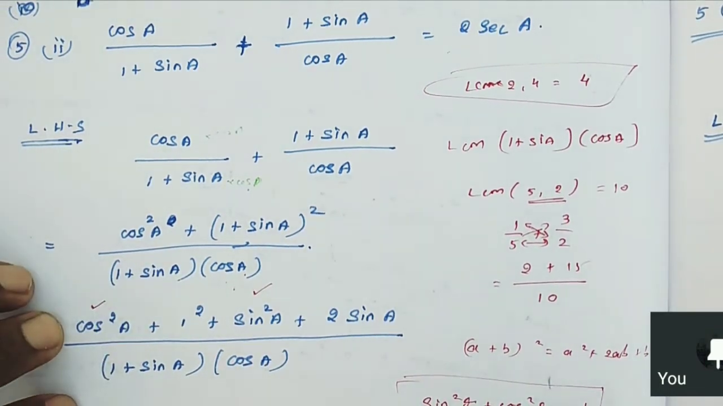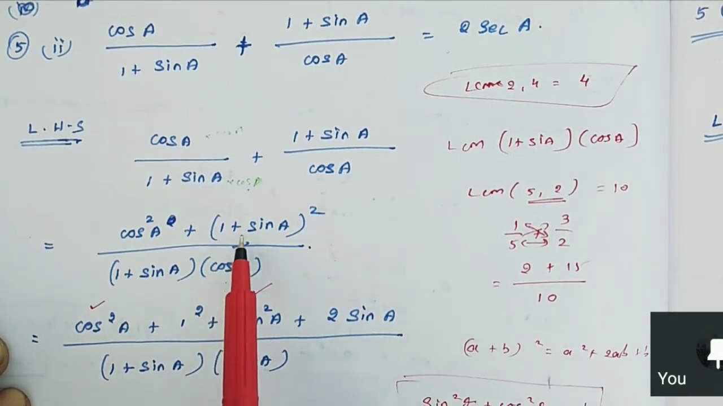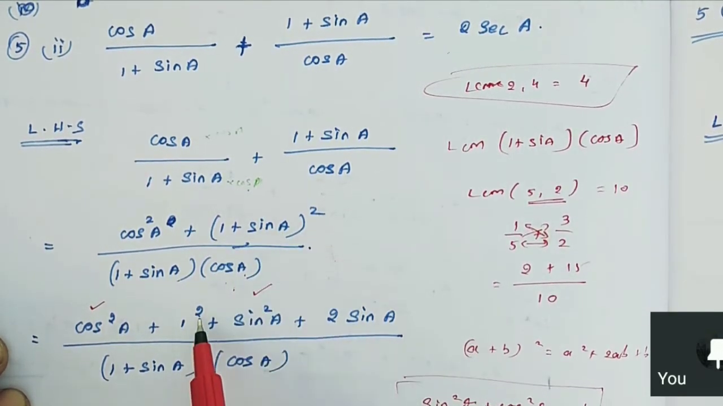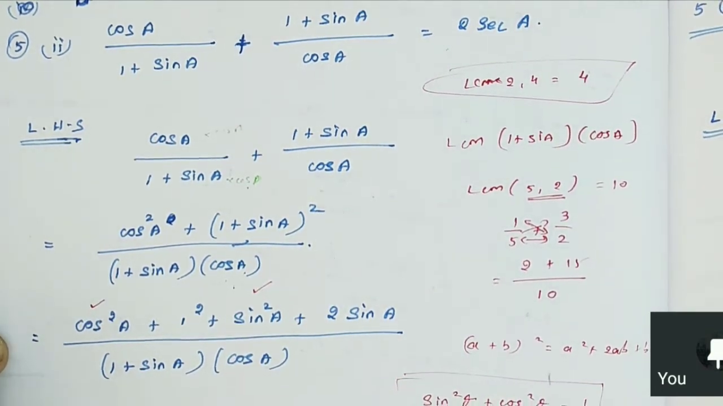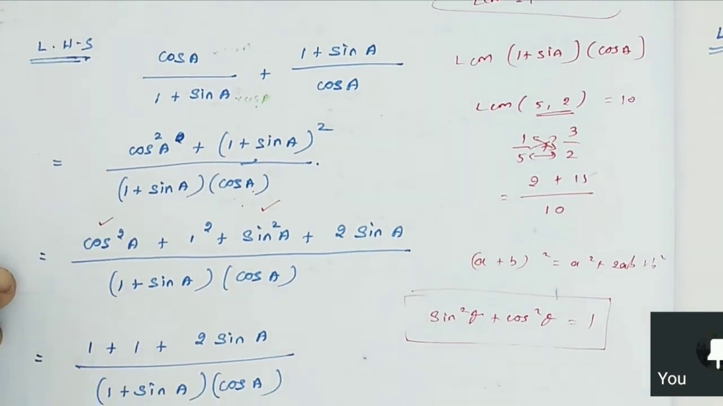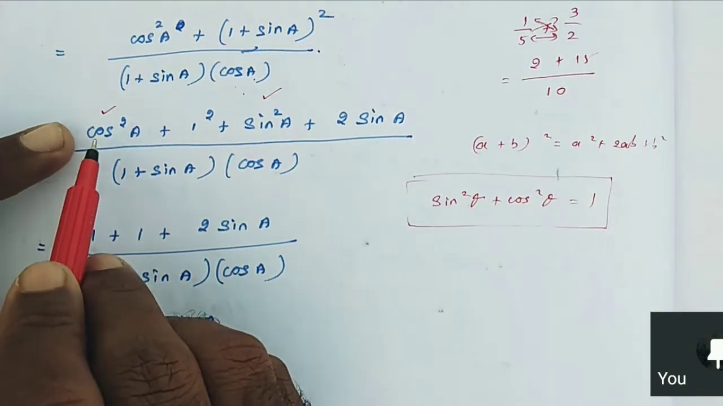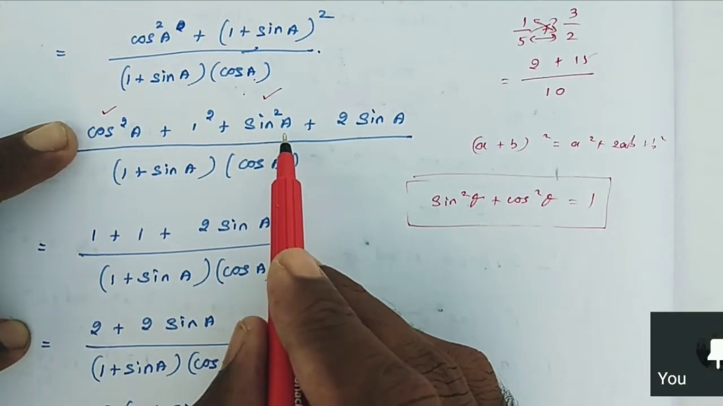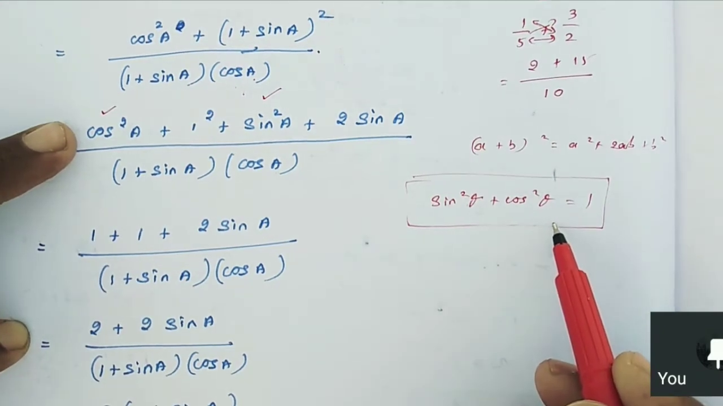Okay. Next, cos A squared plus, now we can expand the (a plus b) whole squared formula. So a square plus b square plus 2ab. So 2 times 1 into sine A, so 2 sine A. Clear? Any doubt? Next here cos squared A, here sine squared A. So cos squared A plus sine squared A, what is it? 1. We know the identity, right?